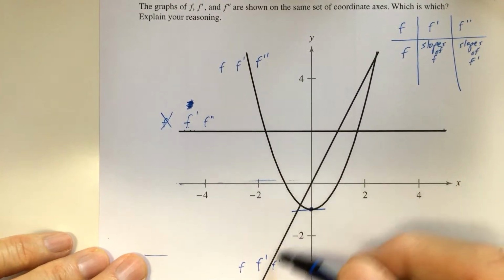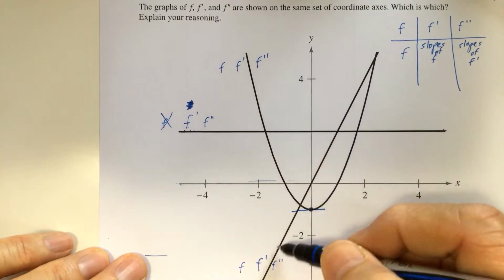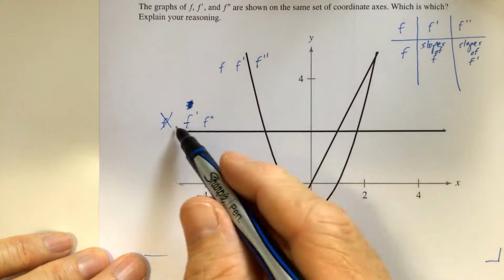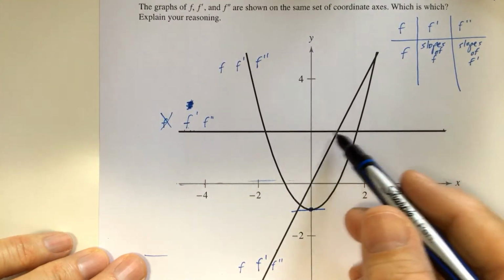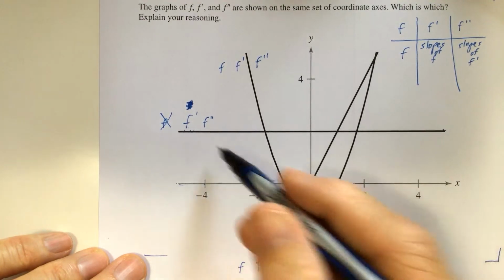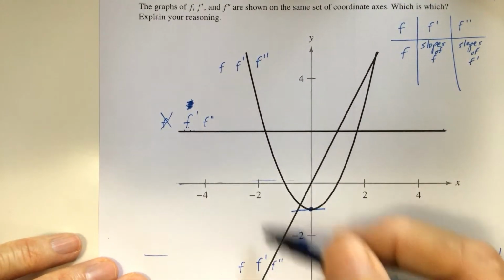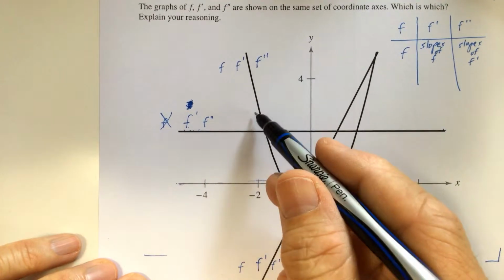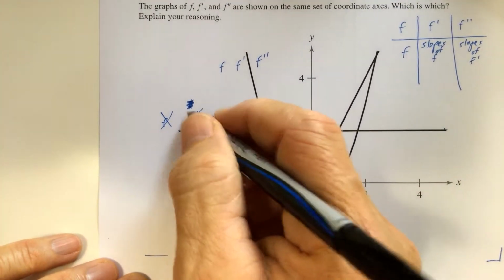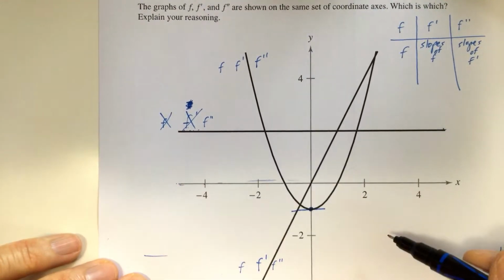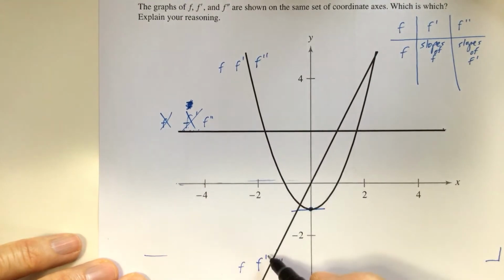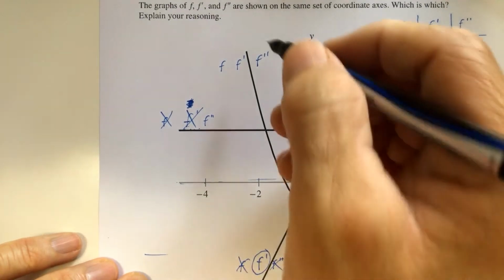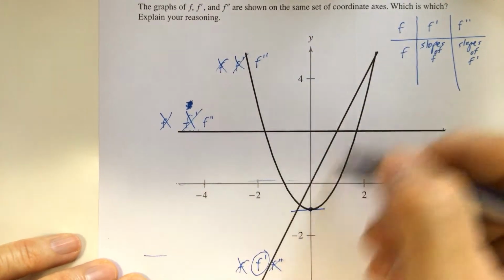Let's look at this next diagonal line. This diagonal line has a constant slope, and the slope is positive, so this could be f, and this horizontal line would show a constant positive slope, so this could be f prime. But it's impossible for this to be f and this to be f prime, because if this was f prime, then this would have to be f double prime, and this horizontal line doesn't have a derivative graph, so this has to be f double prime. Then this one has to be f prime, and that would leave f for this parabola.